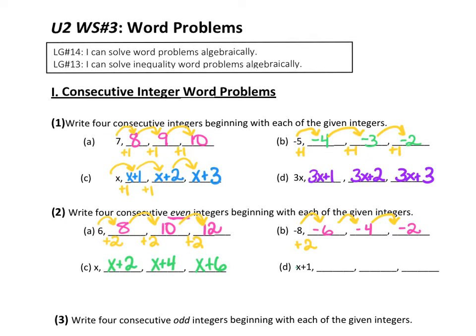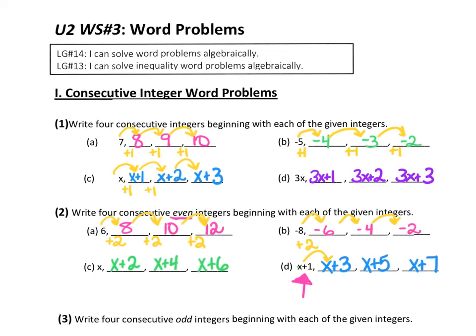If we start with x plus 1, that's okay. We can do this. So we still, to get to the next even integer, we have to add 2. So right here, we're going to have x plus 1 plus 2, which is going to be x plus 3. To get to the next consecutive even integer, we're going to add 2 again, x plus 5 and x plus 7. Whatever we're starting with, we just add 2 to get the next even integer.